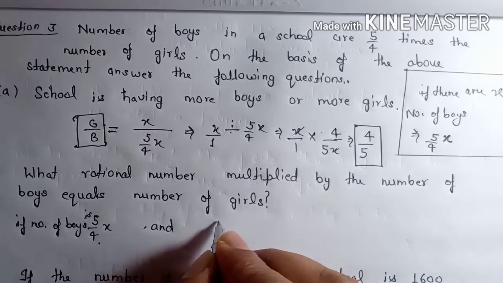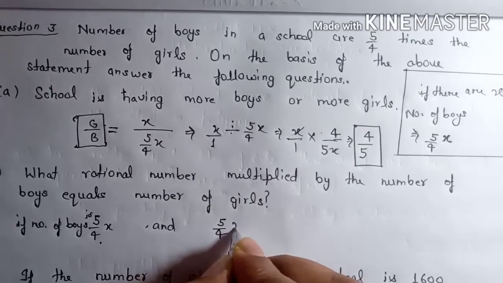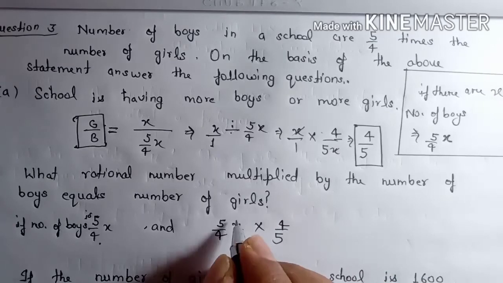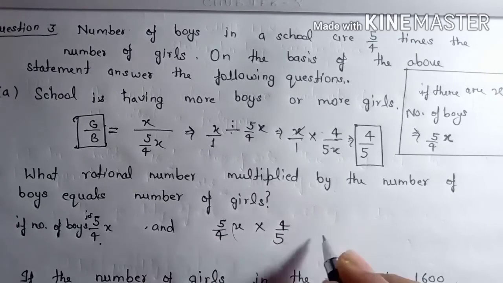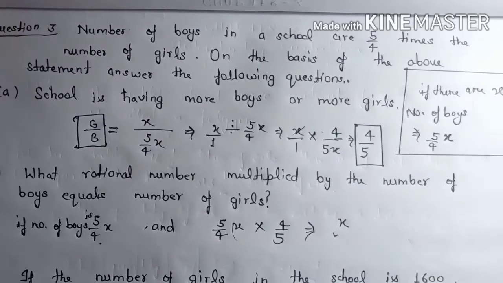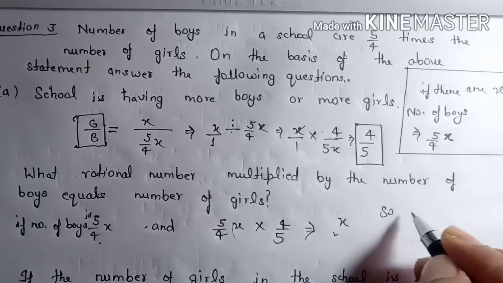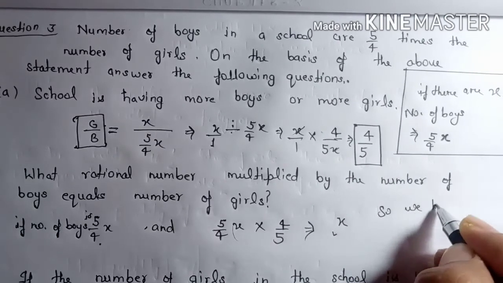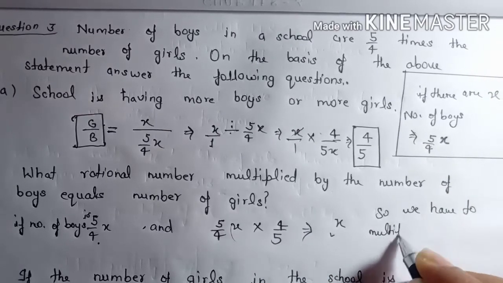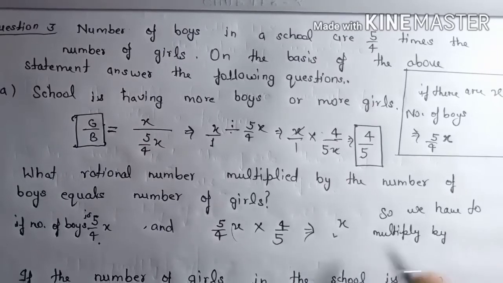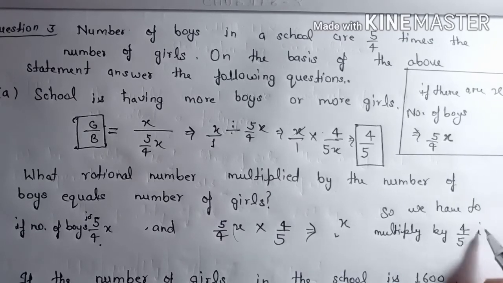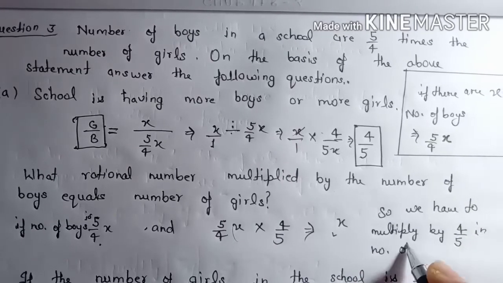Now what to multiply? If 5 upon 4x is multiplied by 4 upon 5, this 4 cancels this 4, this 5 cancels this 5, and the result will be x. Eventually you get x, and this is the number of girls. So we have to multiply the number of boys by 4 upon 5.